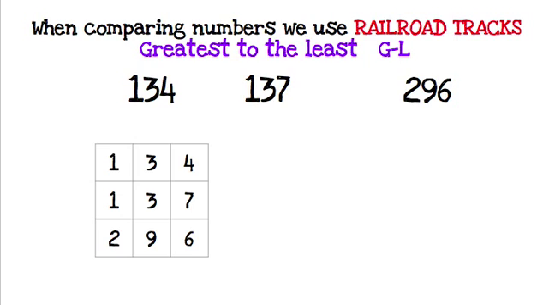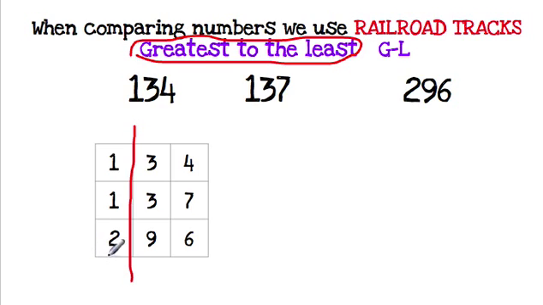Now we're going to try 3-digit numbers. Again, I take 134, 137, 296, and I write it vertically so I can compare them. I want the numbers up and down so I can draw my railroad track. I start right here, and I'm going greatest to least, G to the L. So I'm looking for the biggest number. 1 and 2, which one's the bigger number? 2, so I put a number 1. And now I'm done with this number.